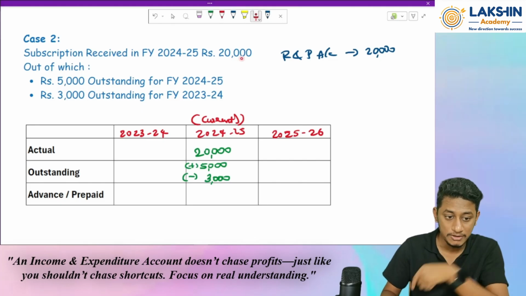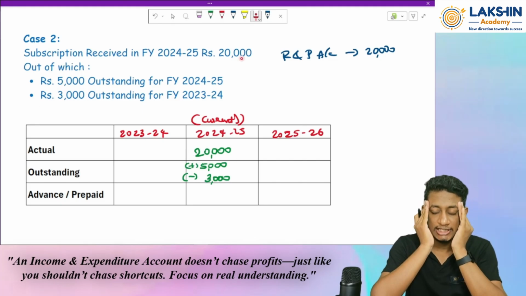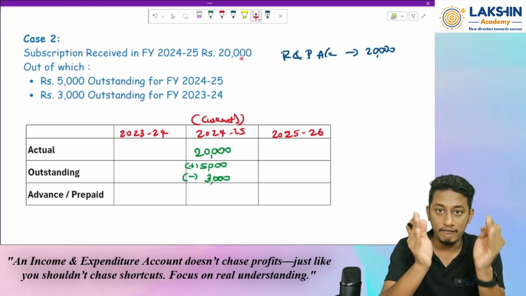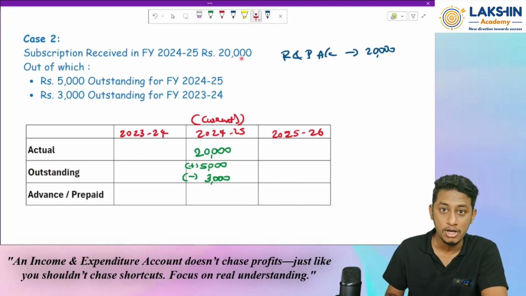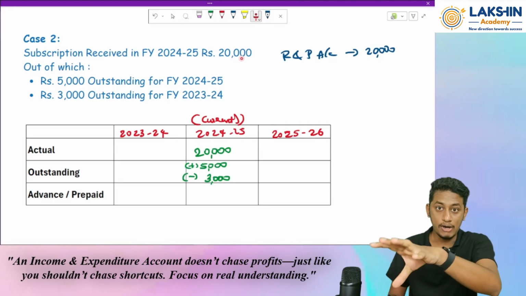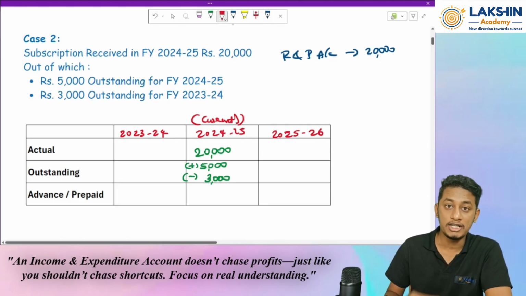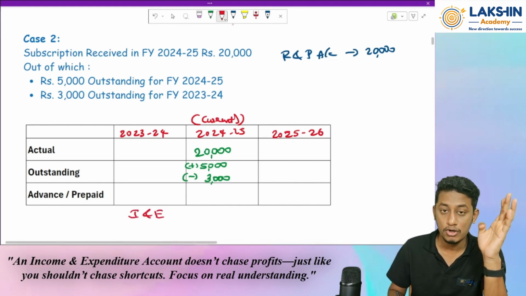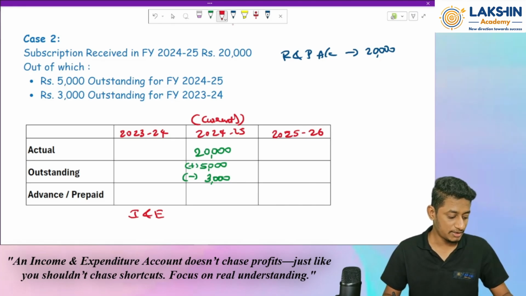See, this 3,000 rupees is already included in this amount. Imagine a person is paying you the money of rupees 3,000 which belongs to the previous year. Now where will this money be included? It will already be included in this amount. I need to take it out from that now. Clear? Okay. So now tell me the net amount that is taken to my income and expenditure account. How much will be the amount? So 20,000 rupees plus 5,000 rupees minus 3,000 rupees. It will be rupees 22,000.